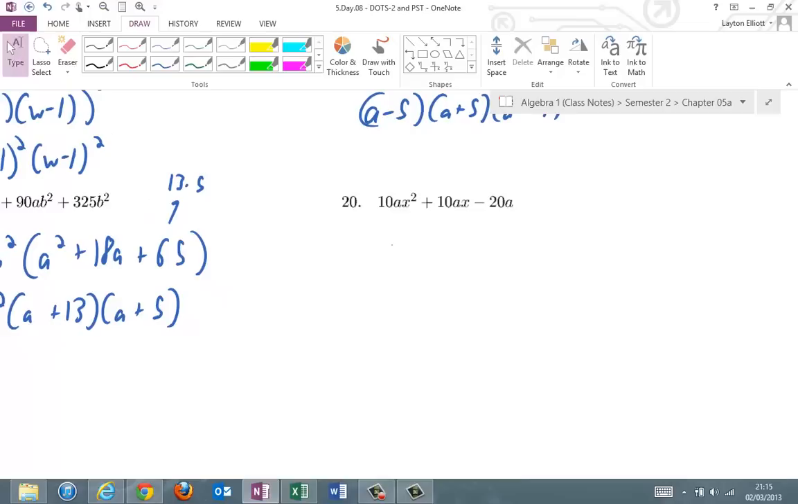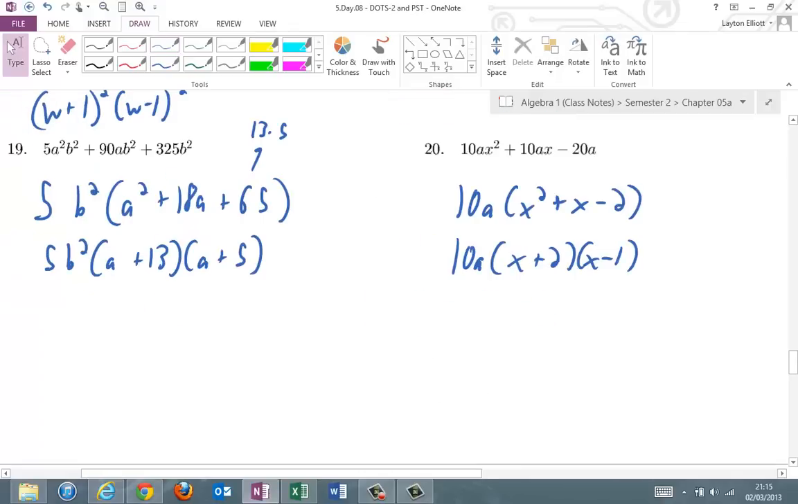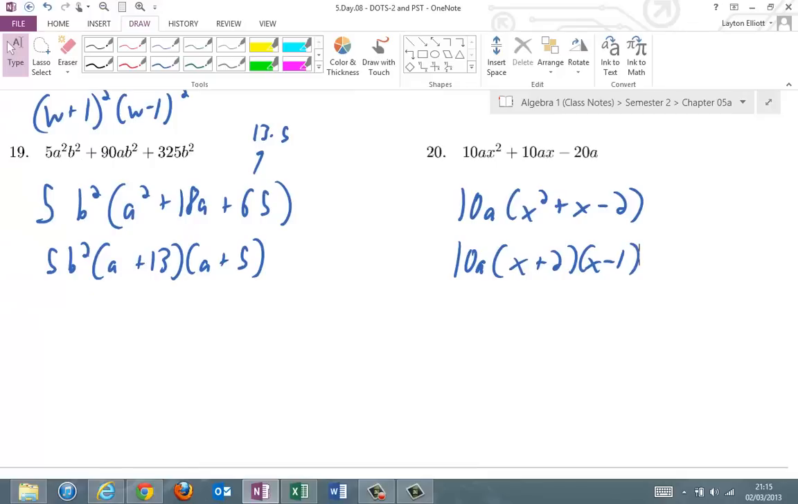Finally, take out a 10, and then an a, and I'm left with x squared plus x minus 2. And that would give me an x plus 2 and x minus 1 for my two binomials. So lots of factoring mixed in together. Always greatest common factor first, and then we check the different kinds of factoring patterns that we have.